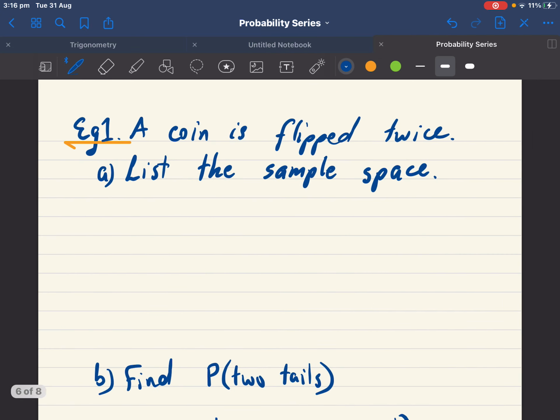So let's go on to our first example. Let's imagine the scenario, you've got a coin and it's been flipped twice. So there's no longer just one event happening, there's 2 events. This is why it's a 2-stage event. Now, part A, I'm being super nice. I'm actually asking you to list the sample space. Now, again, this one is pretty basic. A lot of you might actually already know instantly what that sample space is, but for those that haven't seen questions like this before, that's okay. I'm going to show you how to do it right now.